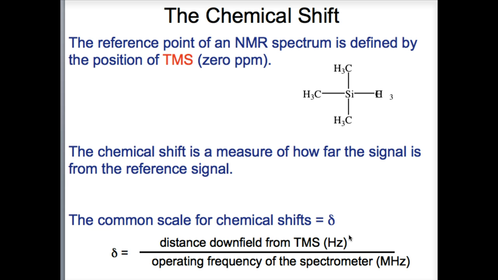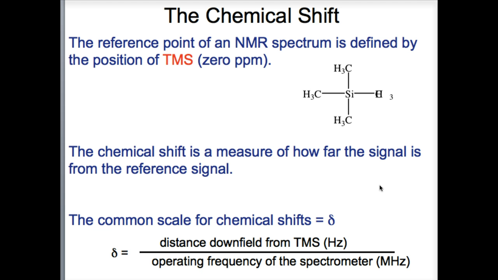The positions of the signals in an NMR spectrum are defined according to how far they are from the signal of the reference compound. Tetramethylsilane, sometimes we call it TMS, is the most commonly used reference compound. It's very volatile. It will disappear very quickly from samples. The reference point of an NMR spectrum is defined by the position of TMS, and we give that the number 0 parts per million. This is a methyl group right here. So it's a silicon atom with 4 methyl groups surrounding it.